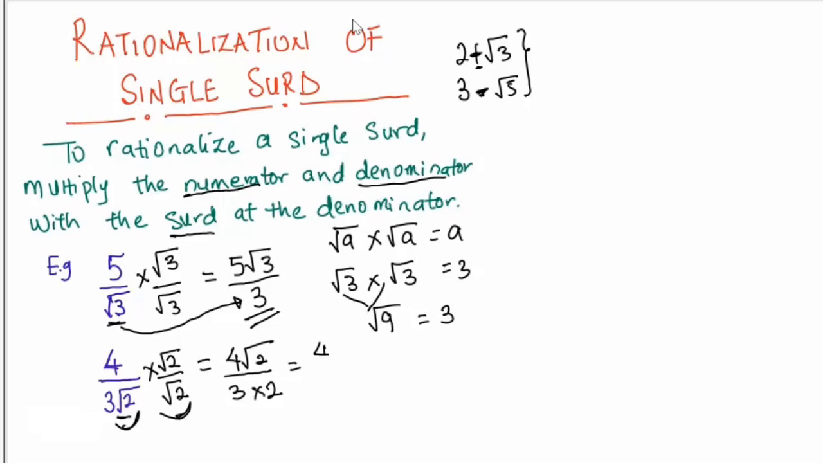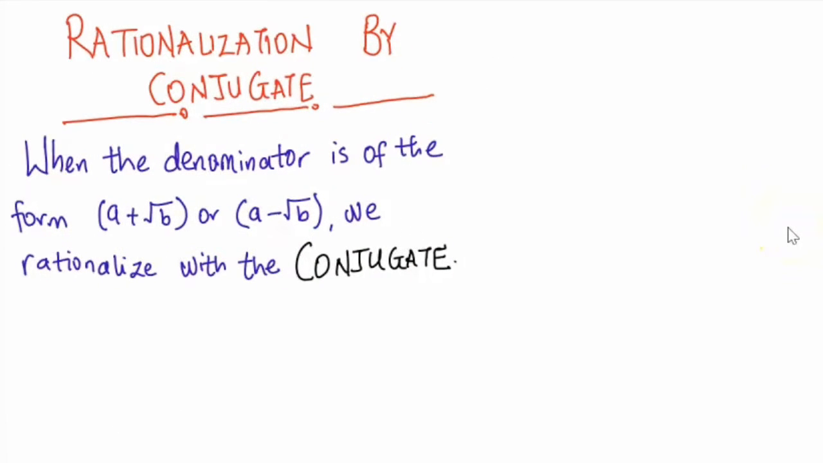Now we'll multiply further. So we are going to have 4 root 2 over, now 3 times 2 is 6. Now when we get here, 2 can divide both 4 and 6. Now if 2 divides 4, that's going to be 2 root 2. And if 2 divides 6, that is going to be 3. So our final answer is 2 root 2 over 3. So this is what we mean by rationalization of single surd. So in essence, you simply use your surd to multiply the numerator and then the denominator. In the last section of this video lesson, we are going to look at rationalization by conjugate.